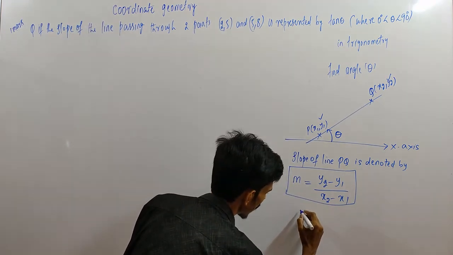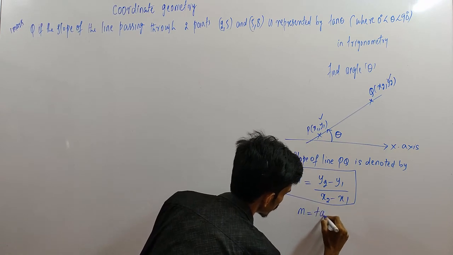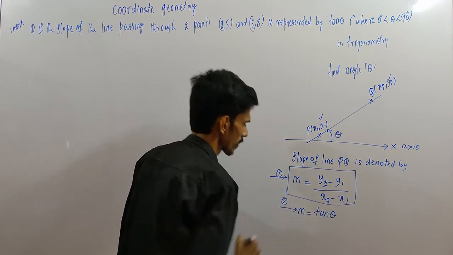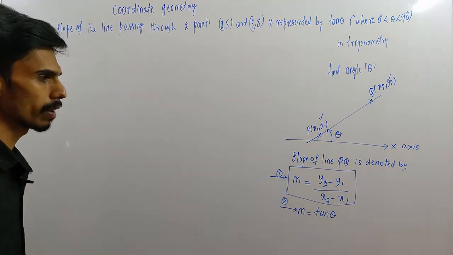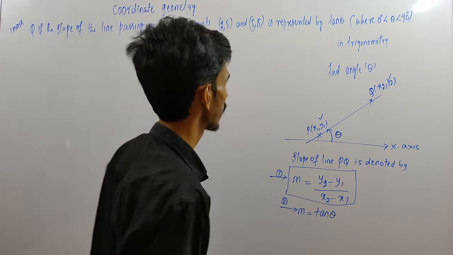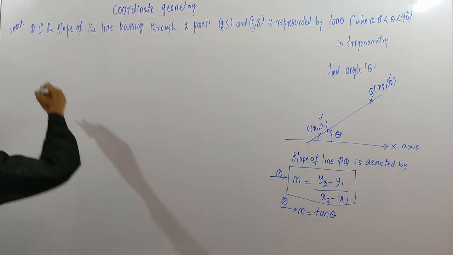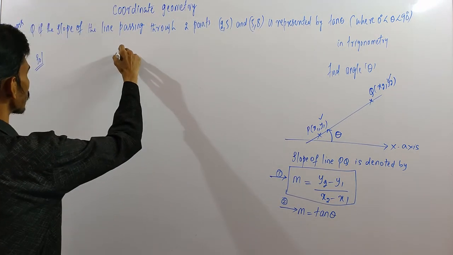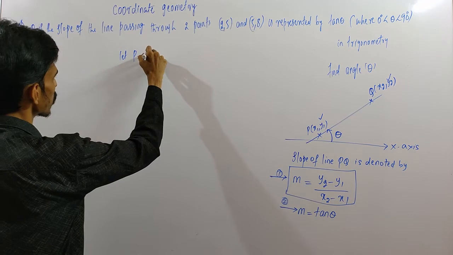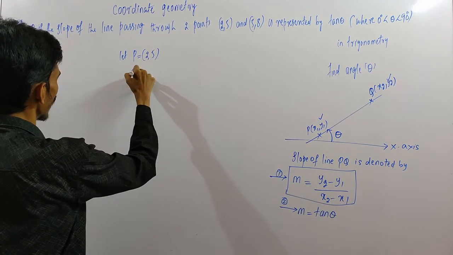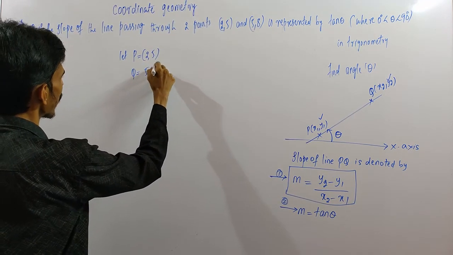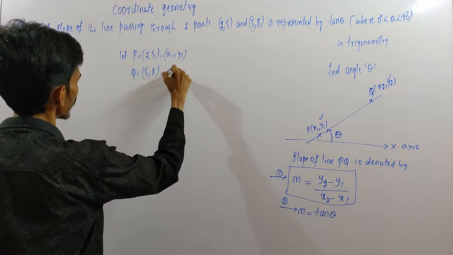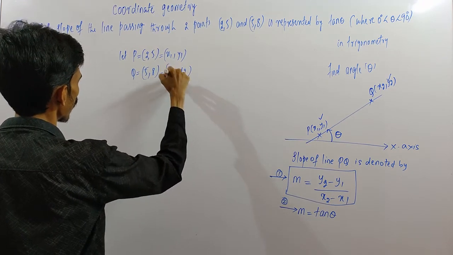In trigonometry, we have derived that slope is equal to tan theta. So we have to remember these two formulas: M equal to (y2 minus y1) by (x2 minus x1), and M equal to tan theta. Here we have been given 2 points. Now let us solve this. Take this point as P. Let P be (2, 5) and Q be (5, 8). Take this as (x1, y1) and this as (x2, y2).